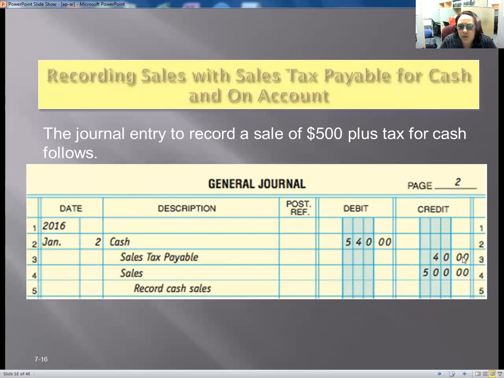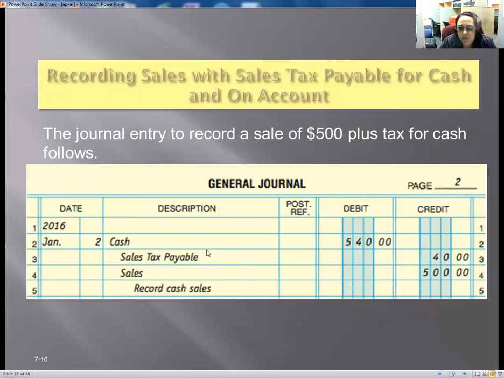You do not put your taxes within your sales. You have to keep them separated, and you do not record it as revenue. It is something that is a liability. You're just holding that money until you turn around and give it to your proper state authorities. Here you do record the cash sales.